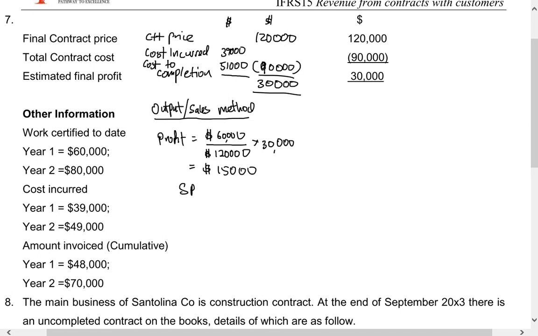So year 1 SPL, sales, cost, profit. So profit is 15. Sales is 60. Then work certified is your sales method. Correct. So find missing figure, or we call that the balancing figure, 45.